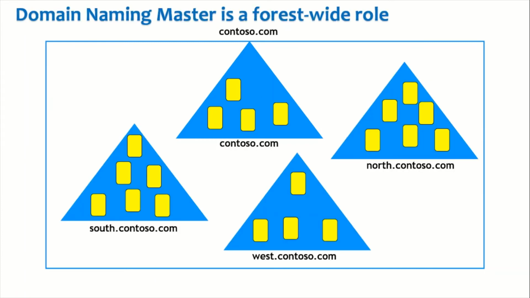So again, it is a forest-wide role, so it can be on any domain controller in any domain. It can be on this domain controller in the contoso.com domain, or it can be on this domain controller in north.contoso.com, and it can be even on this domain controller in south.contoso.com, or again on any other domain controller in the forest. But only one domain controller will be designated as the domain naming master in the entire forest. So there is no rule as such that your FSMO roles should be on this domain controller. There are some recommendations, but there is no hard and fast rule.